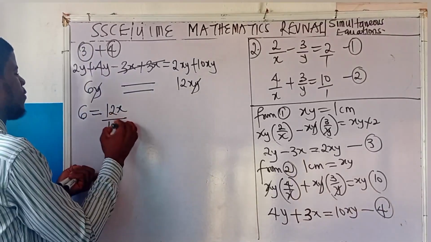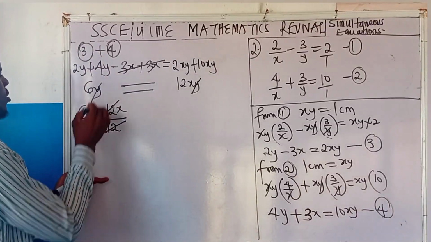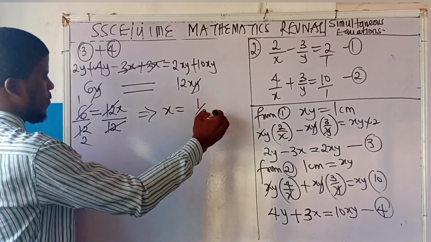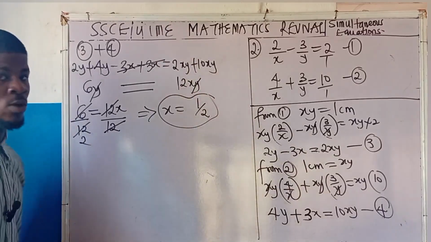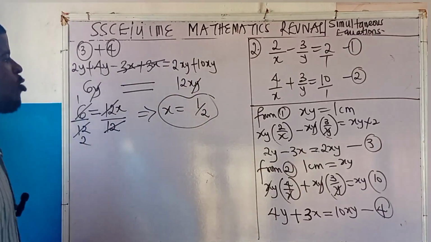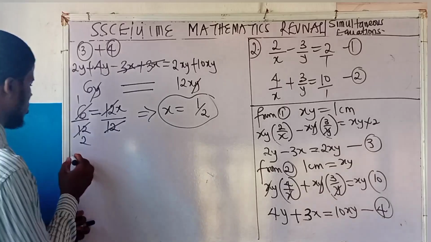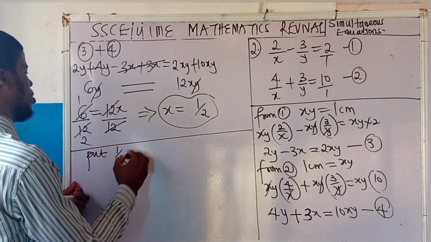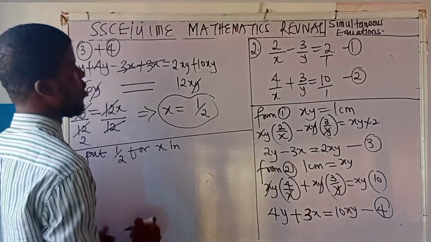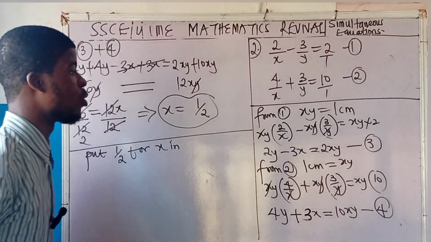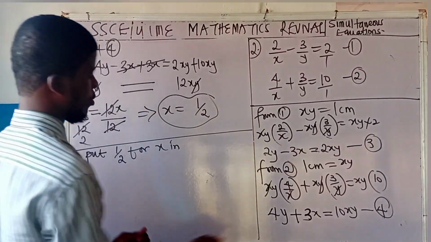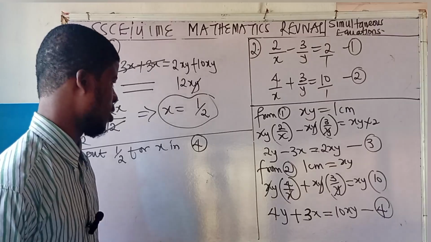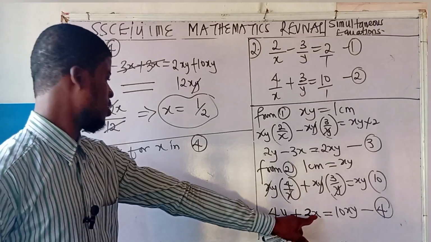Divide both sides by 12. 12 cancels 12. 6 here is 1, 6 here is 2. Therefore, x is equal to 1/2. That's x, 1 over 2. So how do we get y from here? It's easy. I'll say put 1 over 2 for x in any of the 4 equations. Let me use equation 3. Or, okay, let me use equation 4. Anyone. It's a choice.